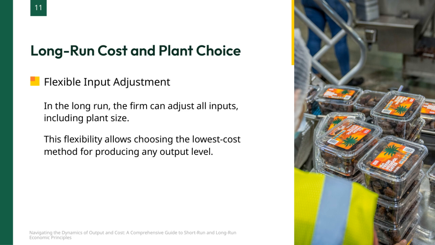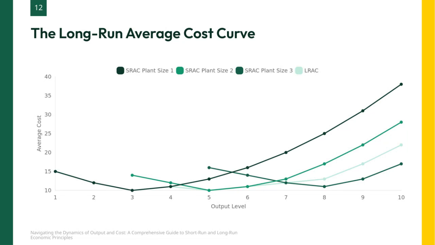By having this flexibility, the firm can select the production method that minimizes costs for any given output level. This ability to adjust inputs helps the business stay competitive and adapt to changing conditions, ensuring it operates as efficiently as possible over time. Here we see the relationship between output level and average cost represented by both short-run and long-run curves. The short-run average cost curves correspond to 3 different plant sizes, each showing how costs change when output varies but plant size remains fixed.